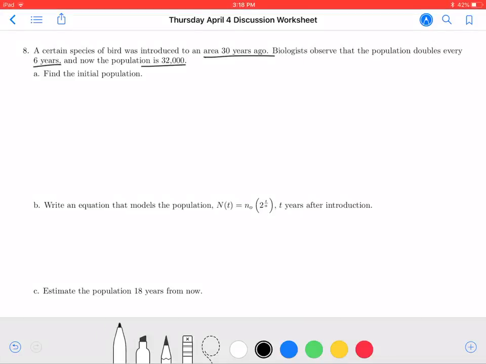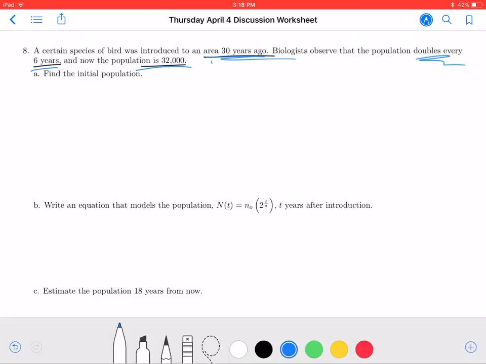Okay, so to wrap up this worksheet, we are looking at a word problem. We have a certain species of bird that's introduced to an area 30 years ago. Oh, look, I've already underlined it because I knew it would be important. Biologists observe that the population doubles, that's important, every 6 years. And its population is now 32,000. Find the initial population. Okay, so doubling.